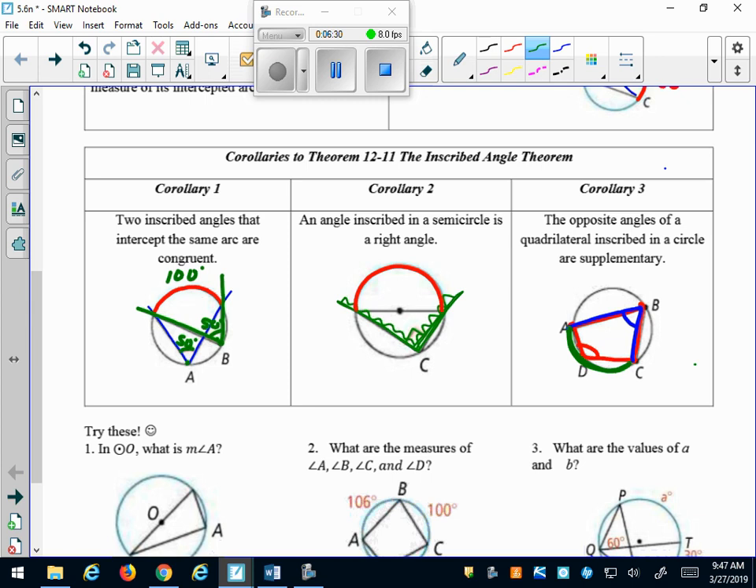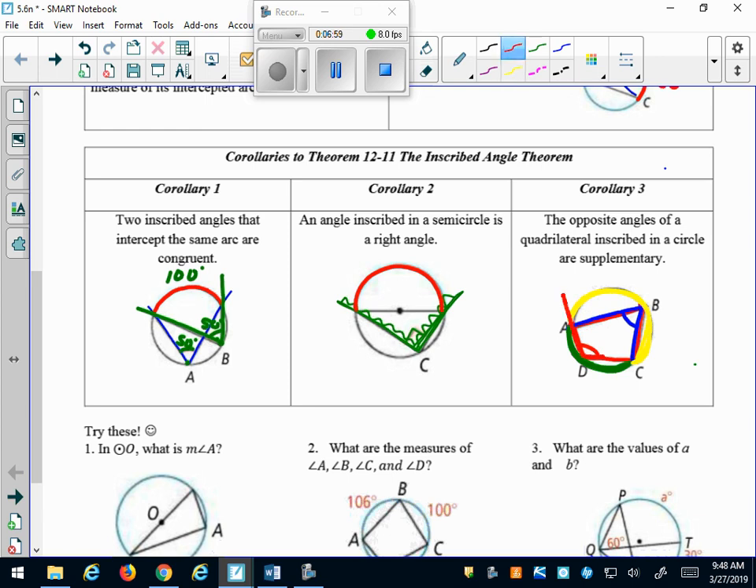The intercepted arc of the blue angle is this green arc right here. Yes? You guys see that? If I covered up everything else except the blue angle, the piece of circle that would be left would be that green piece. You guys see that? Okay? The intercepted arc of the red inscribed angle is this yellow arc. You guys see that? Right?